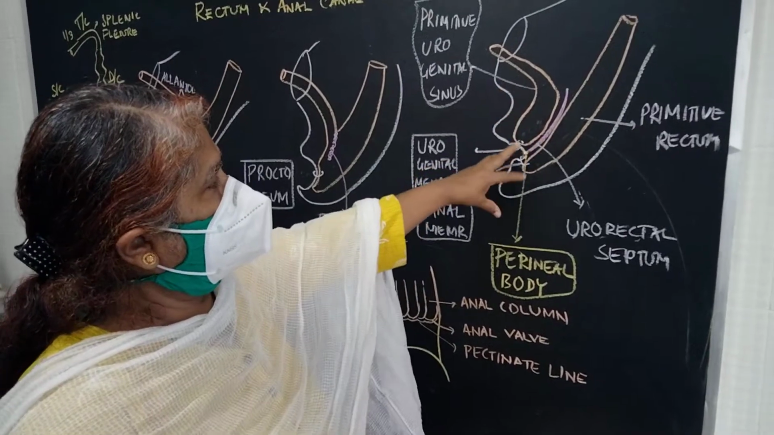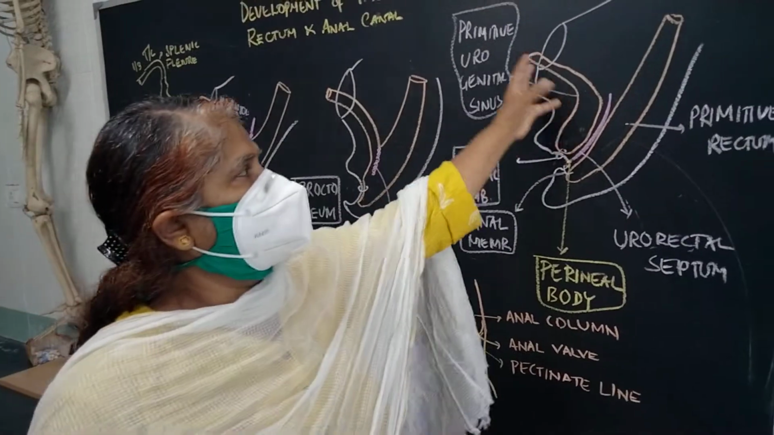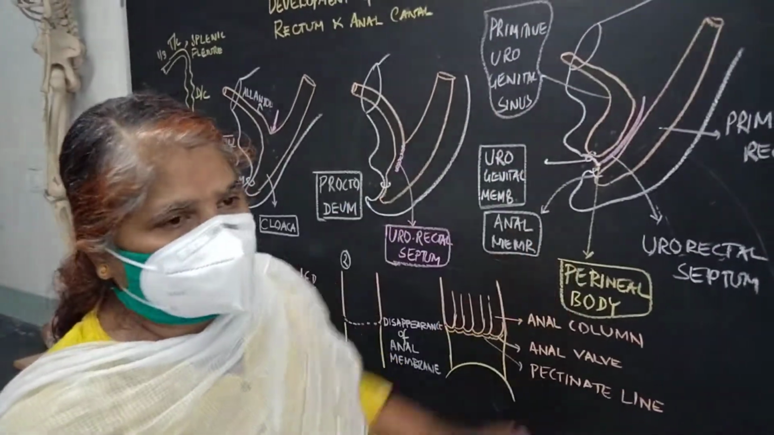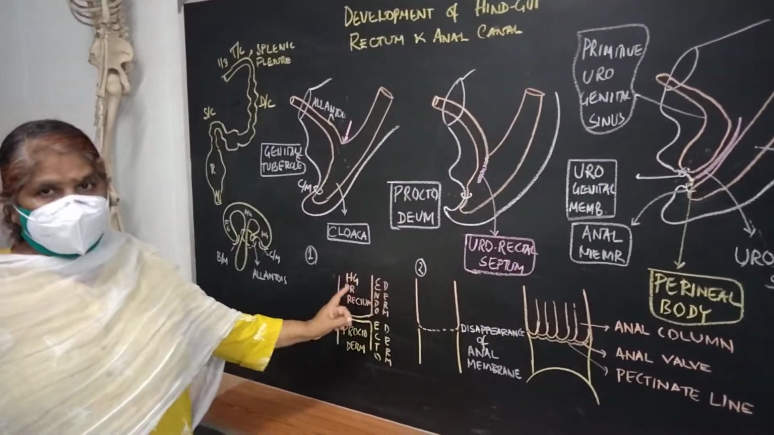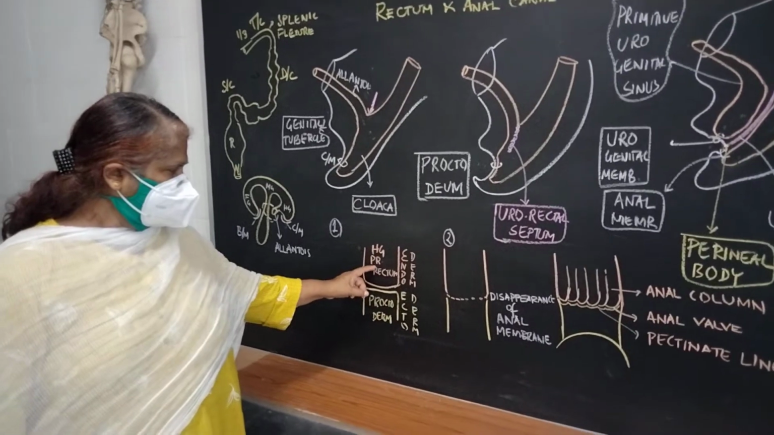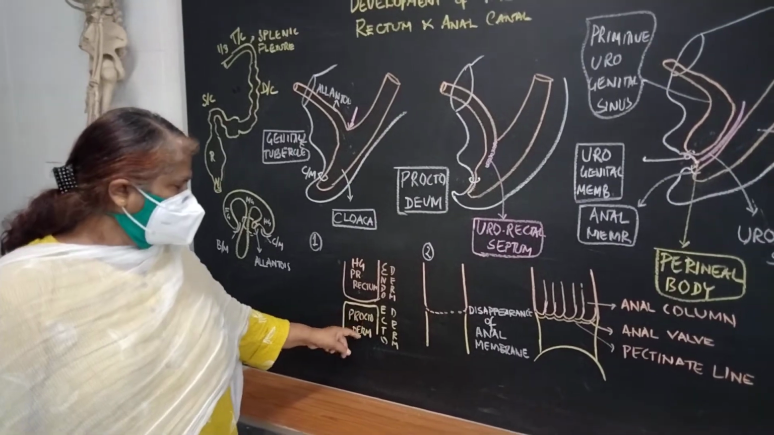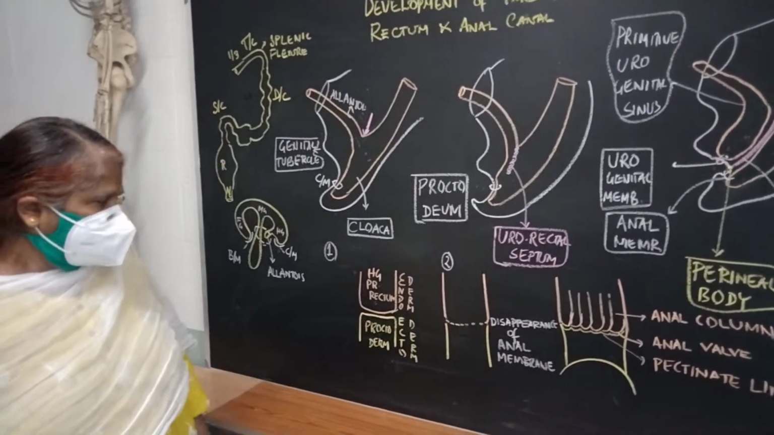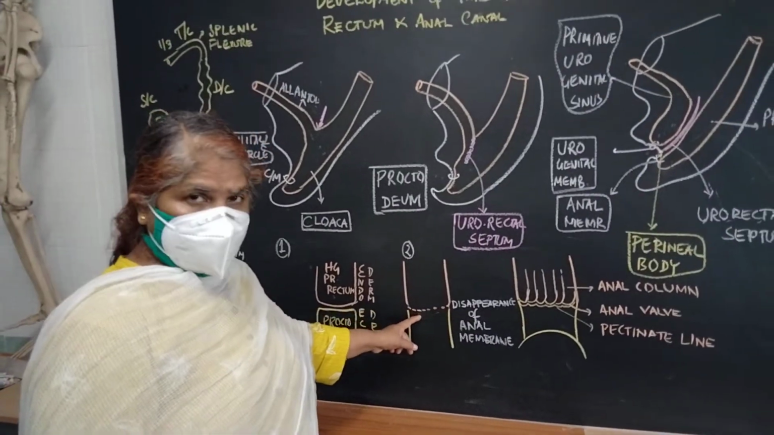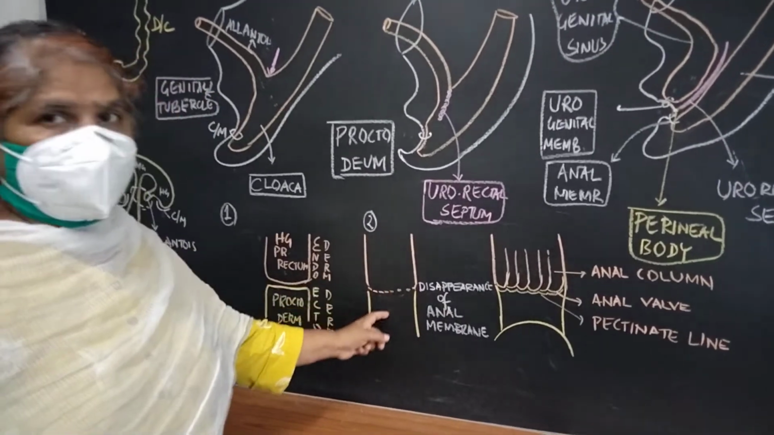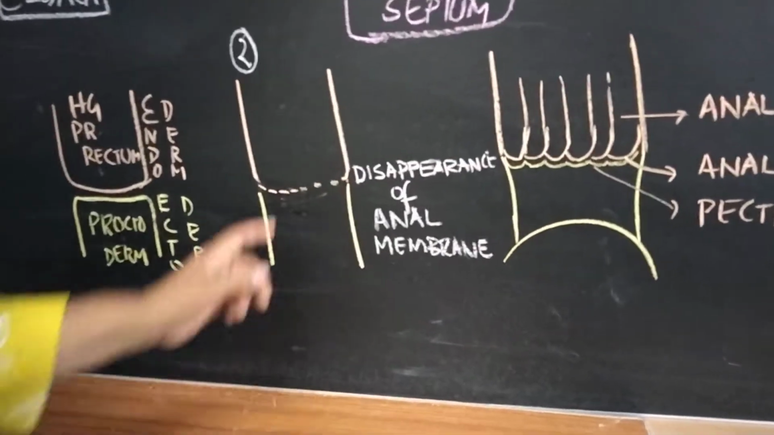Okay, so this is how the development of the rectum and anal canal, along with the primitive urogenital sinus, takes place from the part of the hindgut called the cloaca. Now coming to the development of the rectum and anal canal: this is the hindgut portion, this is the primitive rectum that is derived from the endoderm, and the part from the ectoderm is called the proctodeum, which is an ectodermal derivative. These two approach each other. Then the anal membrane disappears, and continuity is established between the endodermal part and the ectodermal part, giving rise to the formation of the rectum and anal canal.